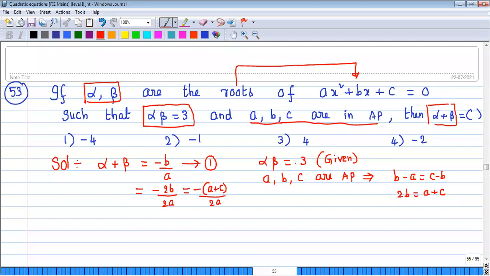And one more interesting factor, since alpha beta is equal to 3 given, alpha beta is nothing but c upon a. That will be 3. So we know the relation c is equal to 3a. Here in the place of c, write down 3a. So that is equal to minus of 3a plus a, that is 4a, minus 4a upon 2a. A will cancel out. So minus 4 by 2 is minus 2. So answer is minus 2. Fourth option.